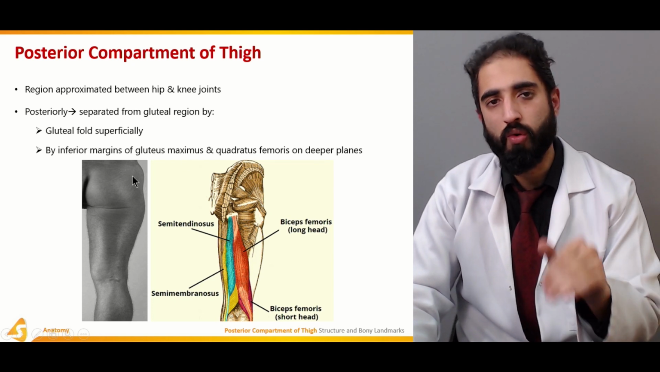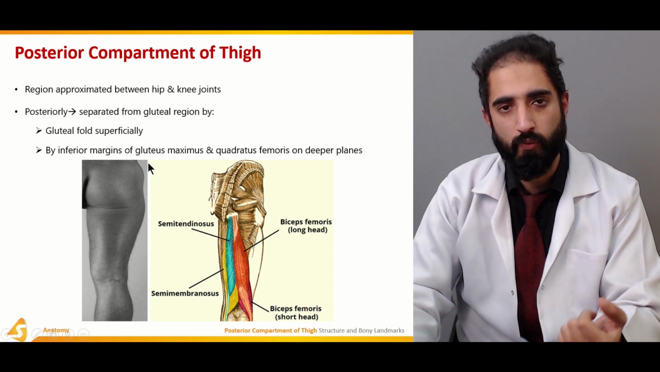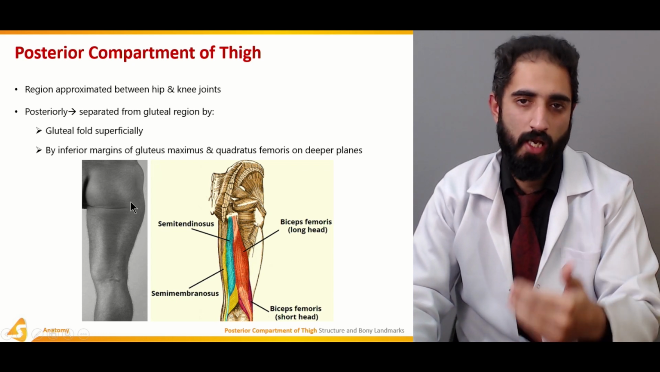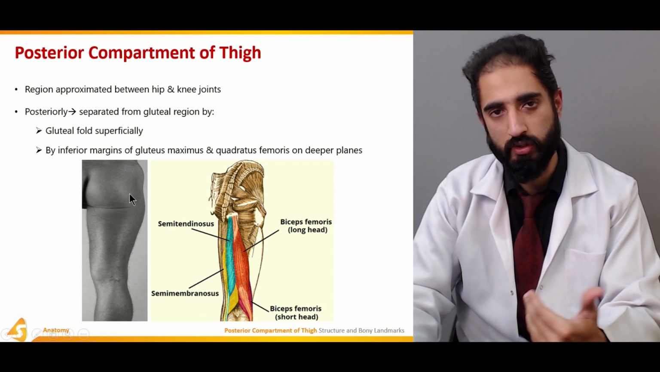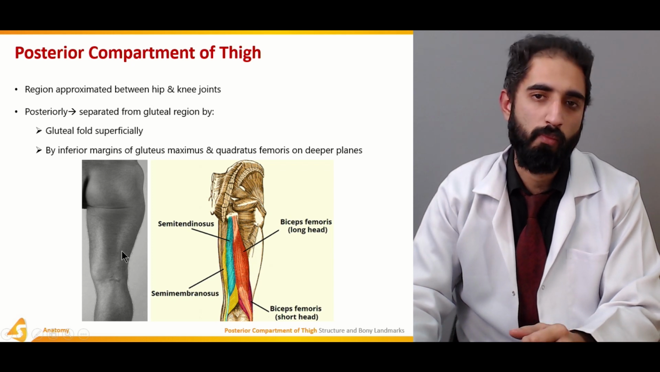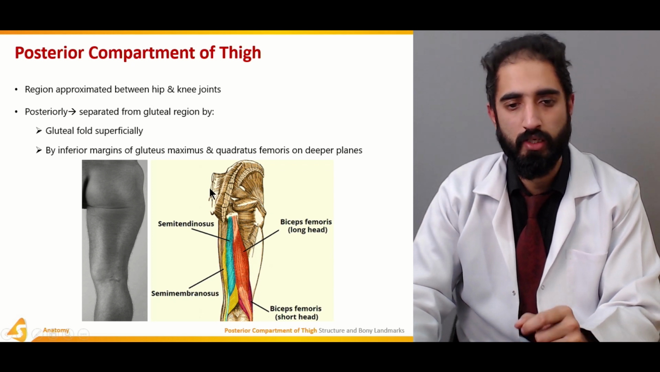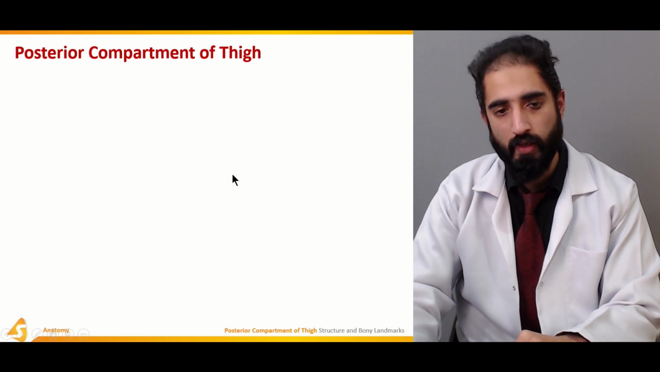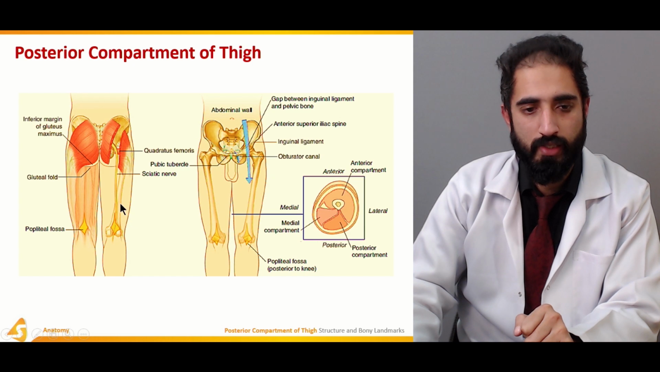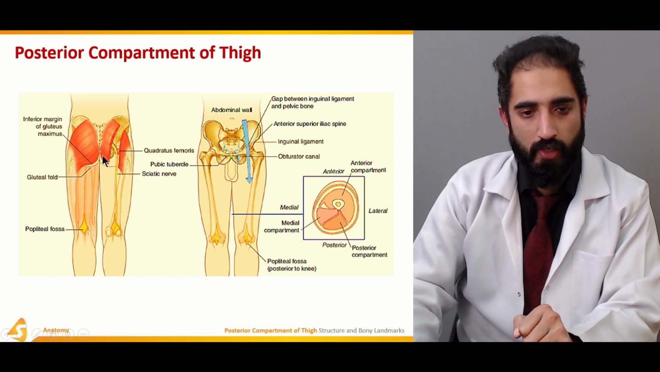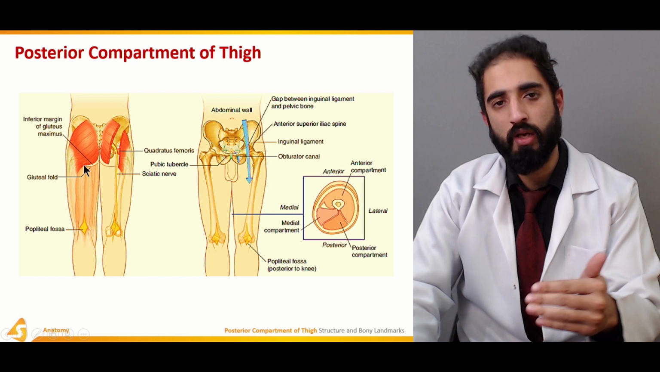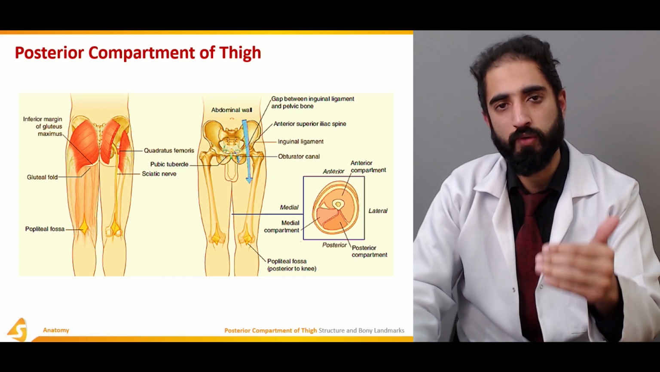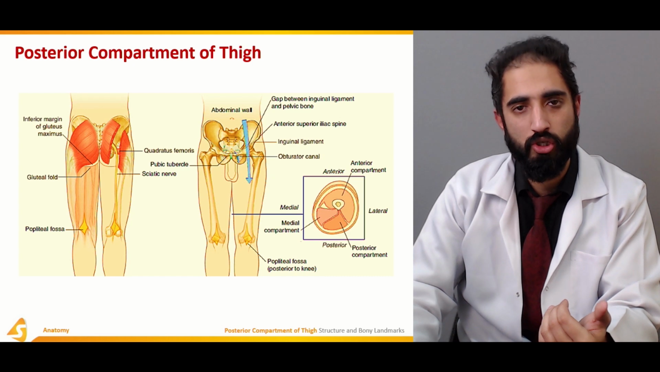Moreover, if we go a little deeper from the superficial skin, then we can see the structures that create a boundary between the gluteal region and the posterior thigh. One of them is the inferior margin of the gluteus maximus, and the other one is the quadratus femoris. If we take a look at this picture, we can see clearly the gluteal fold, and here we have the inferior margin of the gluteus maximus, and that is the area from where the posterior aspect of the thigh starts and the gluteal region ends.